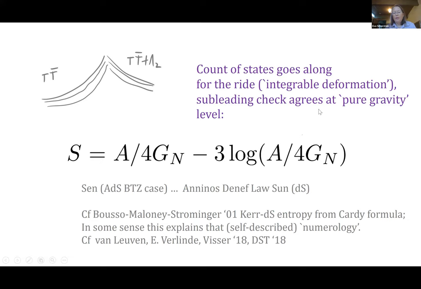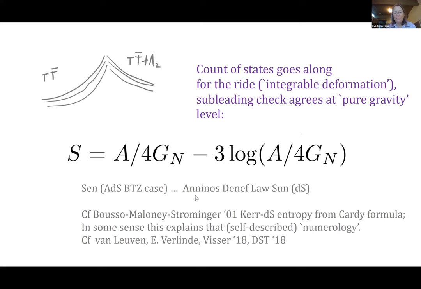So the count of states goes along for the ride. And at this point, it's important that this Anninos et al. calculation I alluded to of this log agrees with the corresponding one for BTZ black holes in AdS due to Sen some years ago, who also finds this minus three. So for our construction, it had to work out that way that they agreed, because the pure gravity stuff just is subject to this integrability of the deformation, and the numbers just had to match. And so that's a check, including this log. There's some previous entropy numerology in the literature that this matches as well.